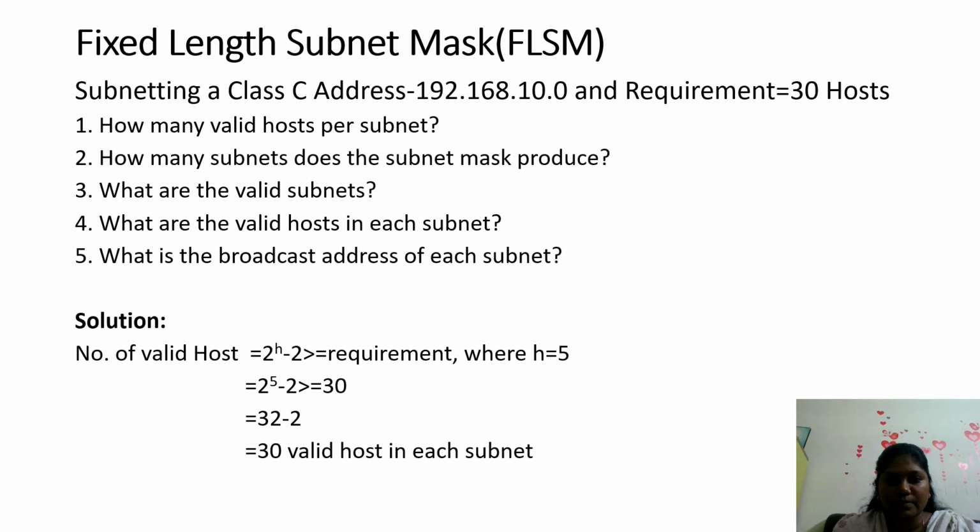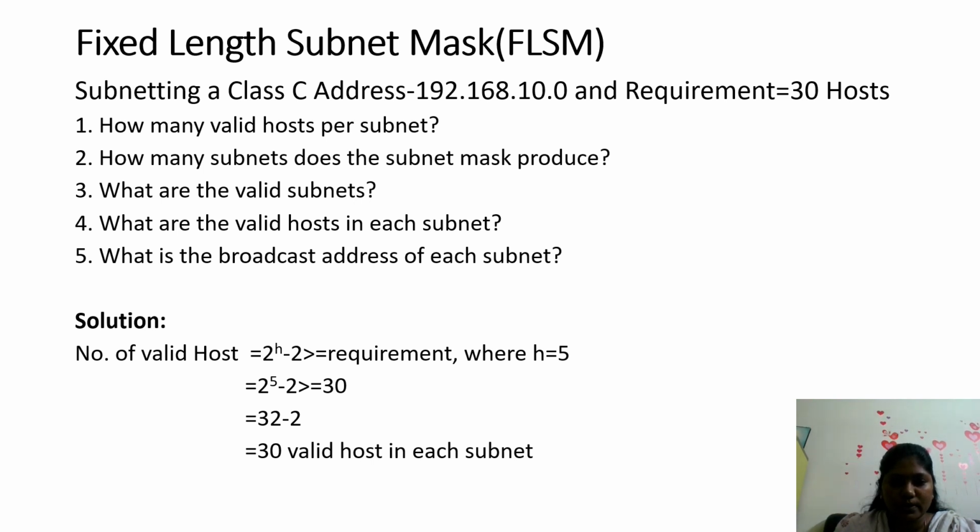Now what is fixed length subnet mask? The range of each and every network is going to be fixed in a fixed length subnet mask. For example, let me do subnetting of a class C address, which is 192.168.10.0, and let me assume that the requirement is going to be 30 hosts in each and every network. Now we are going to calculate how many subnets the subnet mask produces, what are the valid subnets, what are the valid hosts in each subnet, and what is the broadcast address of each subnet.